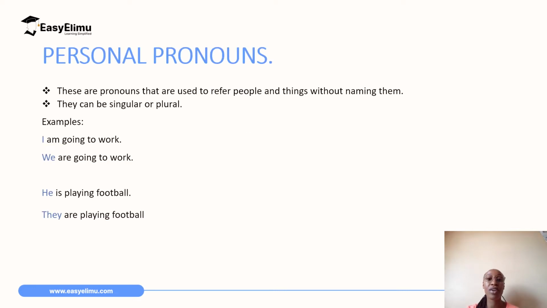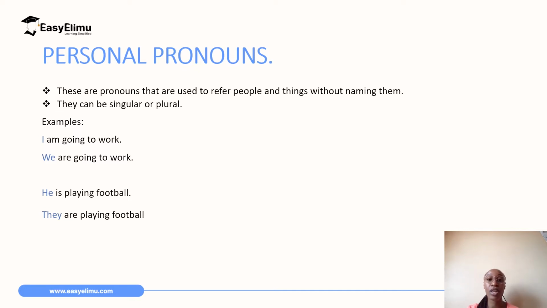So there are several types of pronouns, and the first one is personal pronouns. Personal pronouns are pronouns that are used to refer to people and things without naming them. And these pronouns can either be singular or plural. For example, when you say, I am going to work, I is a personal pronoun. It is talking about a person, in this case, who is you.